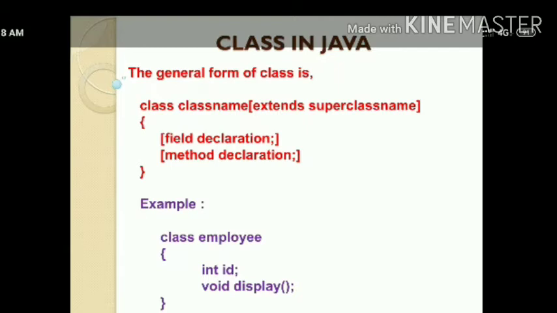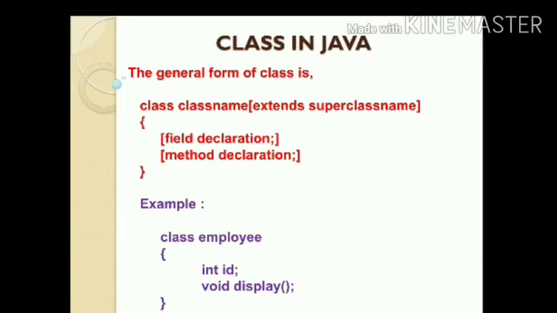The general form of class declaration is class name. The part extends superclass is optional. Within the class, you can declare any fields and any methods. For example, Employee is the name of the class. Within the Employee class, id is the data field. It is an integer type data. And display is the method. It returns void.